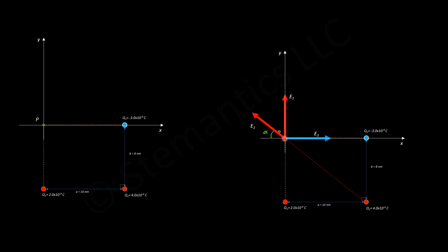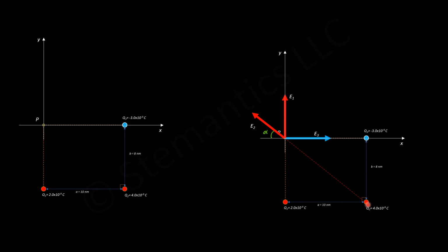So if we look at P, Q1 is a positive charge, so the field at P from Q1 is away from Q1, along the line joining them. So here's the line joining them, which is the y-axis. If we look at E3, Q3 is negative, so the electric field is pointing towards Q3 along the line joining them. So it's at P pointing towards Q3 along the x-axis.